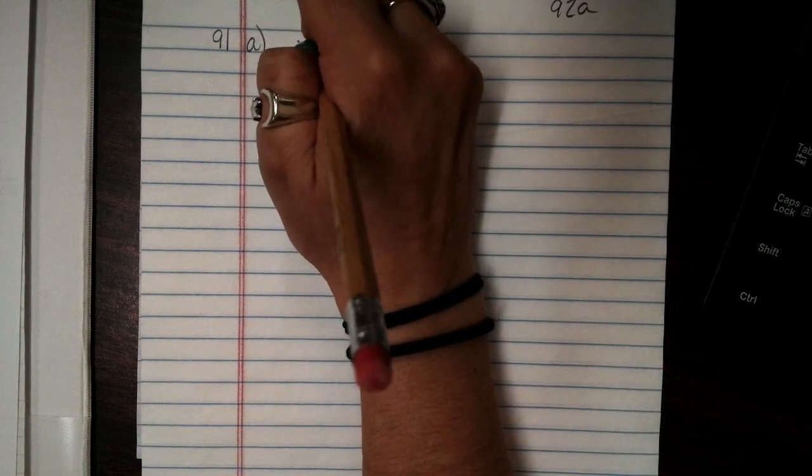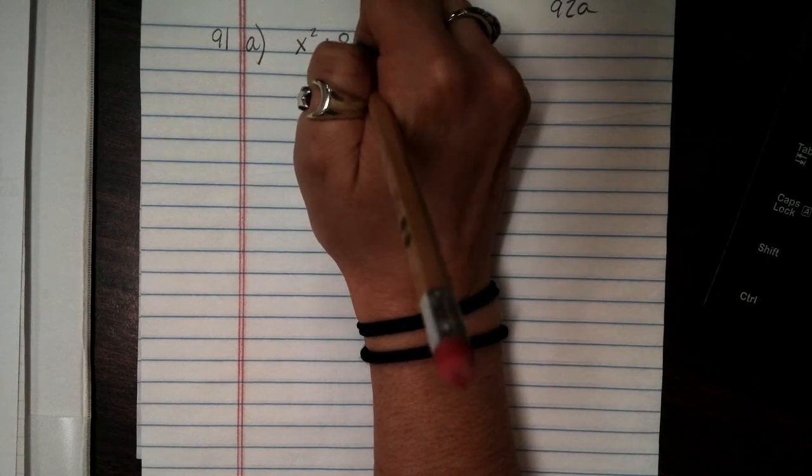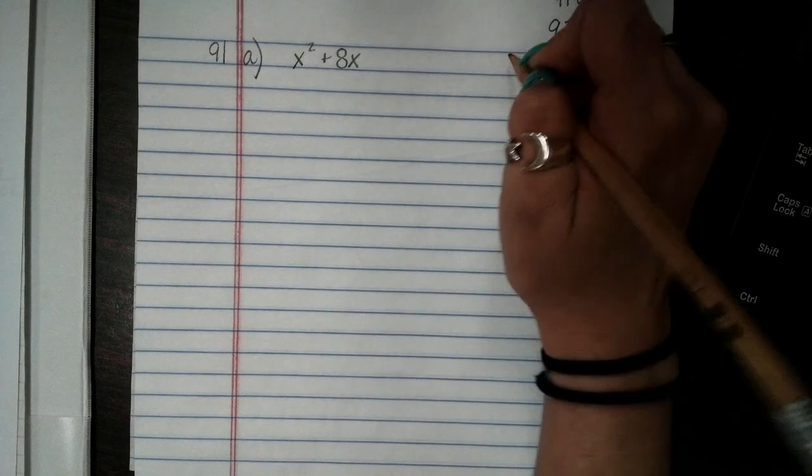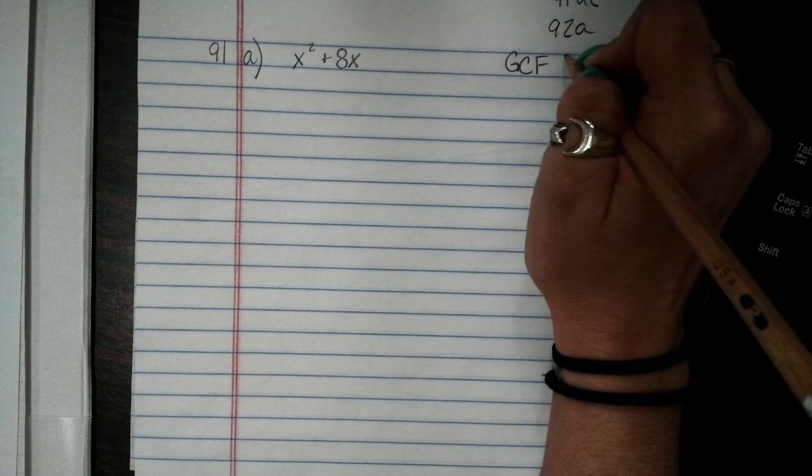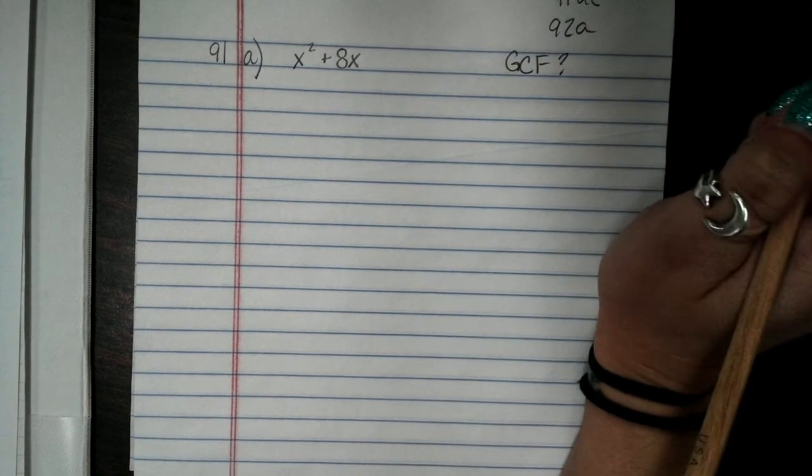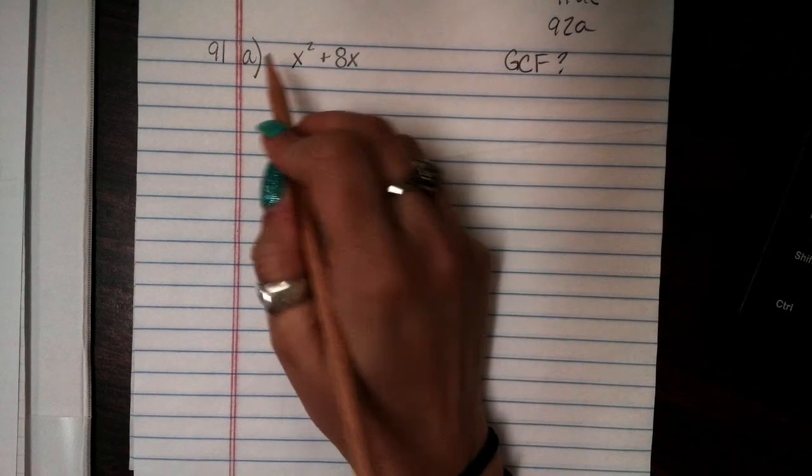So for problem 91, part A, it says factor each expression. So we have x squared plus 8x. The first thing you always want to check for is your GCF. So do you have a GCF? That is always the first thing you look for, no matter what. So is there anything I can take out of both of them?